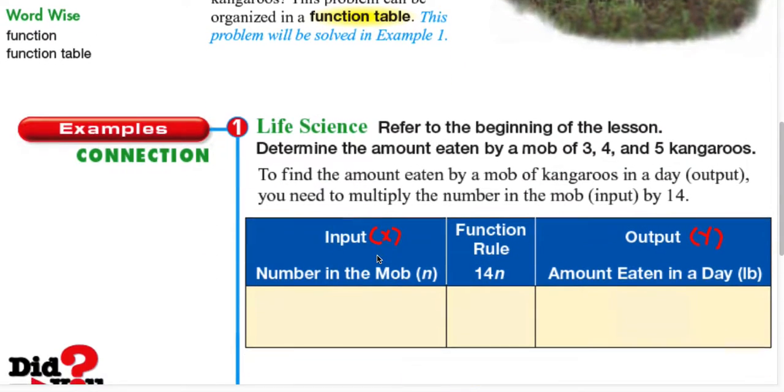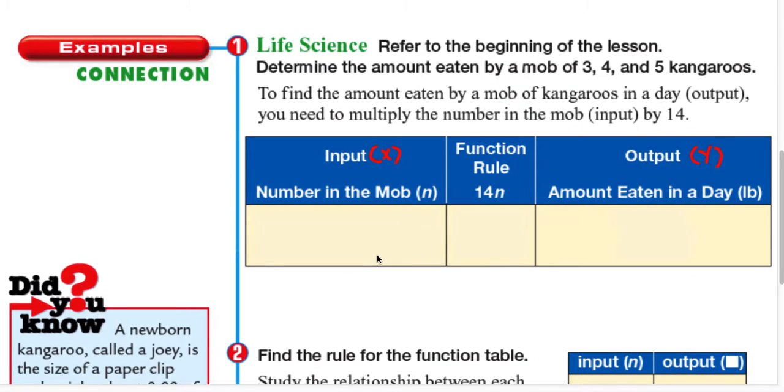Taking a look at example 1, to find the amount eaten by a mob of kangaroos in a day, which is our output, you need to multiply the number in the mob, the input, by 14. So our function rule will be 14n, because 14 pounds will be eaten a day by the unknown number of kangaroos, which will be equal to n. Our input will be the number in the mob, which is n, and our output would be the amount eaten in a day, the output being dependent on our input.